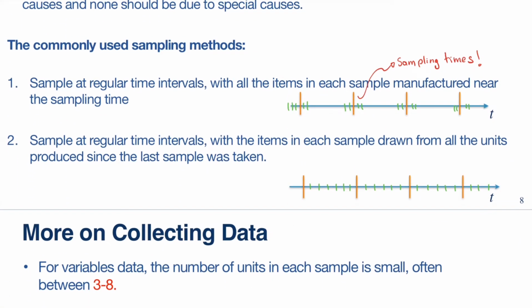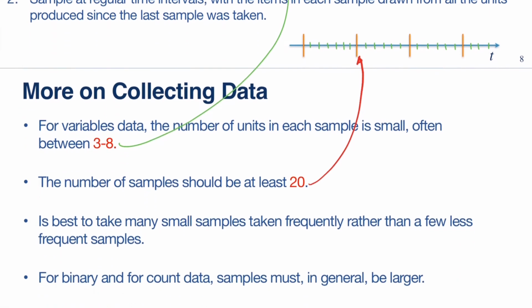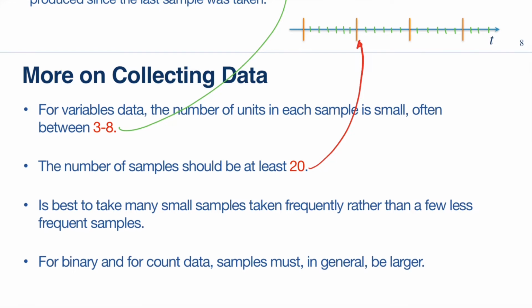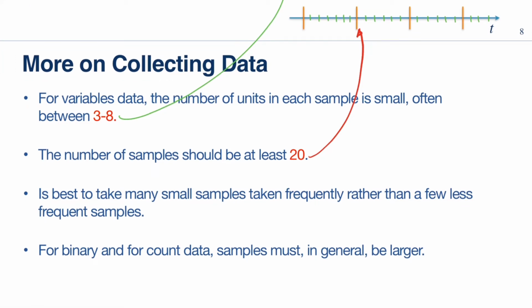Now, for variables data, the number of units, so the ones in green, the ones that you evaluate at every sampling time, is a small number and is usually between 3 to 8. So these numbers are between 3 and 8. And the number of samples in general should be at least 20. So these sampling times should be at least 20. And it's best to take many samples taken frequently rather than a few less frequent samples. If you have binary or count data, your samples must generally be larger.